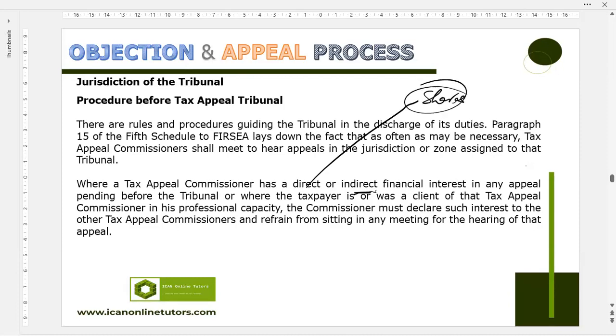Okay? You have shares in that company, or probably you're an ex-employee of that company. So that's a direct example of a direct interest. Where the tax appeal commissioner has a direct or indirect financial interest in any appeal pending before the tribunal, where the taxpayer is or was a client of that tax appeal commissioner in his professional capacity, then the commissioner must declare such interest to the other tax appeal commissioners and refrain, look at it, and do what?